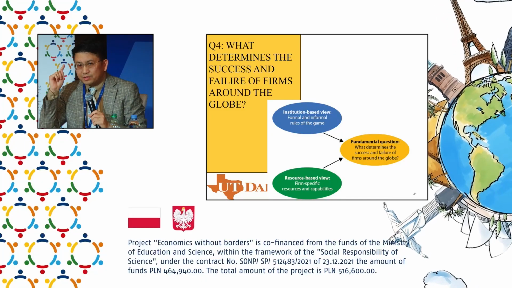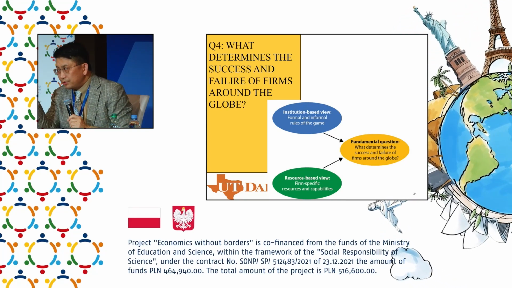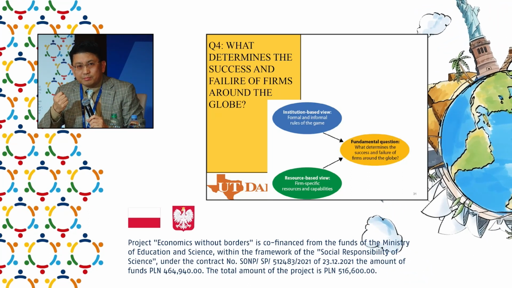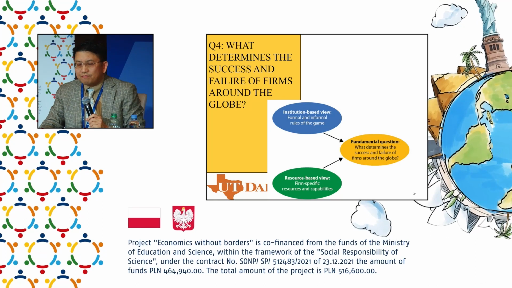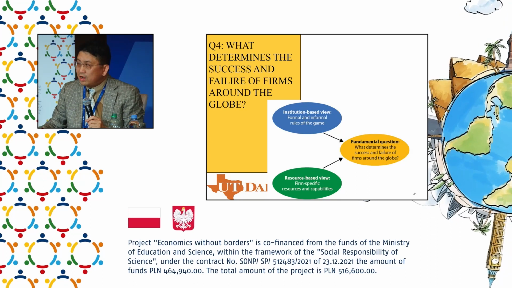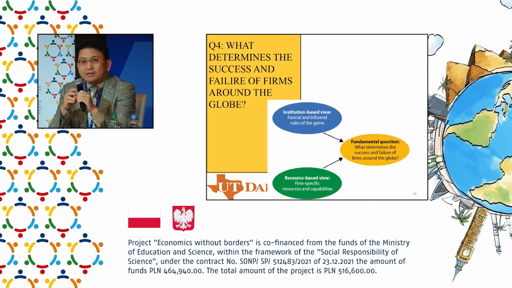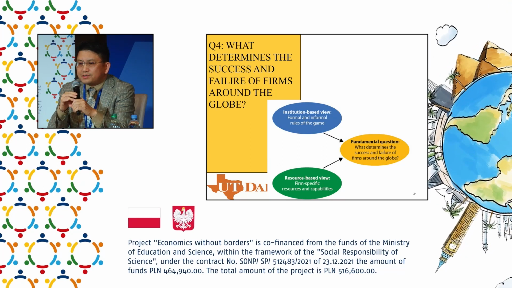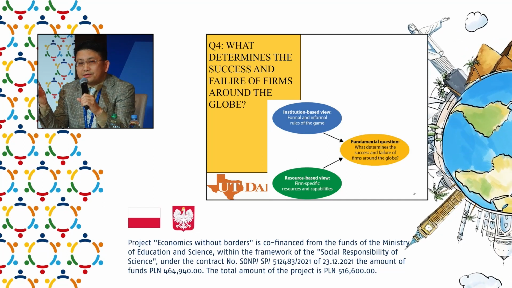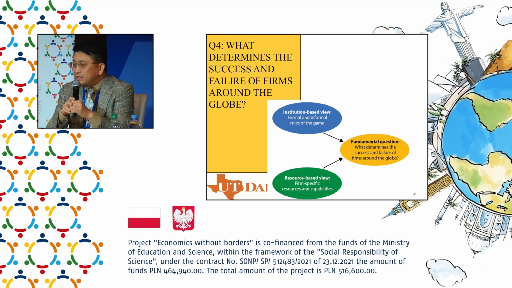So we talked about fundamental question 1, why do firms differ? Fundamental question 2, how do firms behave? Third one is what determines the scope of the firm, right? Fourth one is what determines the success and failure of firms around the globe. So in one summary, one figure, one visual representation, we essentially said, we focus on that question, and there are many ways, and you spent 3-4 years trying to answer that question, right?